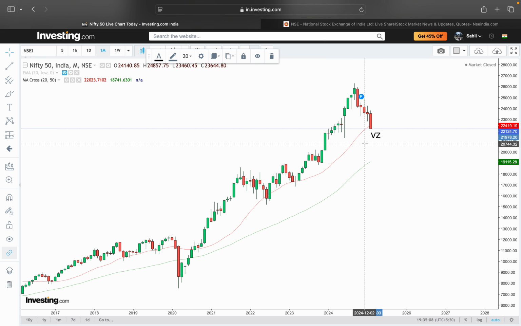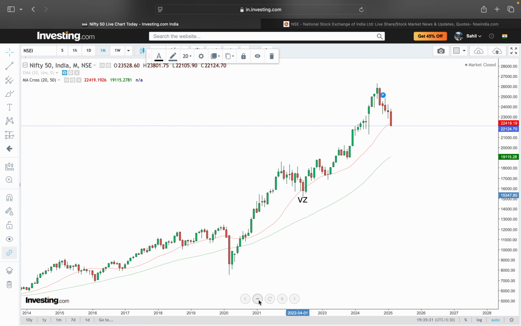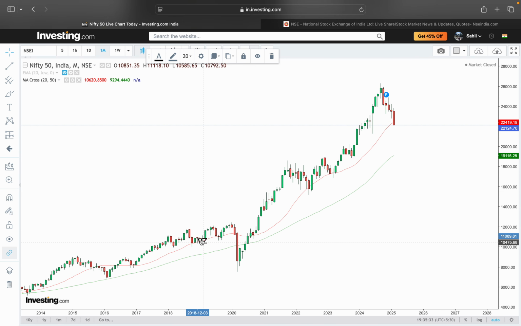Please note that this is the first time that Nifty has traded below its 20-month average since March 2023. That is almost 2 years. After almost 2 years of trading, this is the first time the index has come to the value zone, that is here. And other than COVID, every time the index approached the value zone, it eventually took support and rallied up.